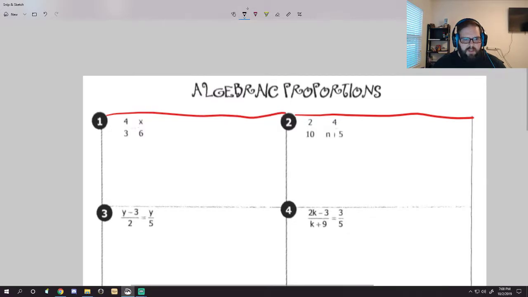So we're going to fill in some lines here. This is going to be 4/3 equals 6 over x. And this one over here is going to be 2 over 10 equals 4 over n plus 5. I know what you guys are saying: Oh man, Mr. Schwartz, this does not at all look like what we did on Monday. And to you, I would say you're right. However, I would tell you that this is going to be super easy.